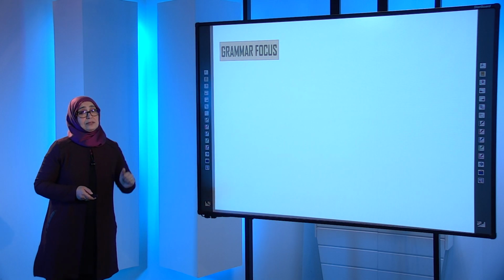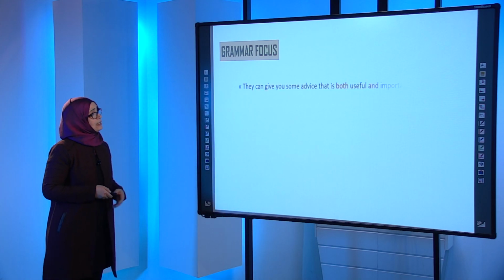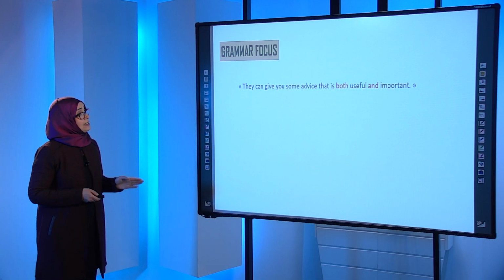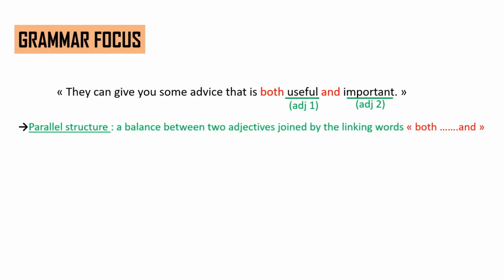Before we move on to the next step, I want to stop a bit with you for a grammar focus. Let's study this sentence that was in the paragraph, in fact. They can give you some advice that is both useful and important. Remark here we have a first adjective and a second one. The two adjectives are linked with the words both and. So here we are presented with a parallel structure, which is a balance between two adjectives joined by the linking words both and.